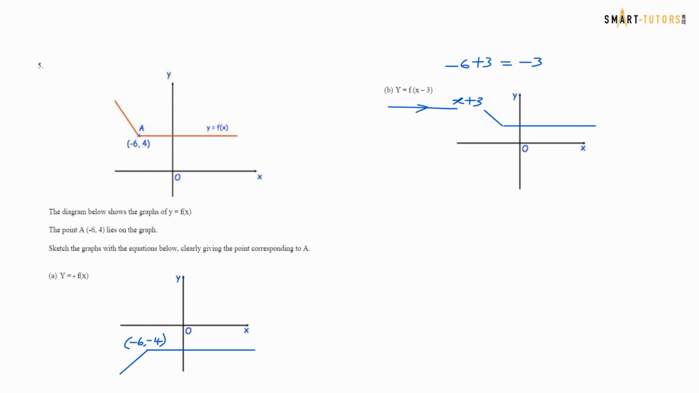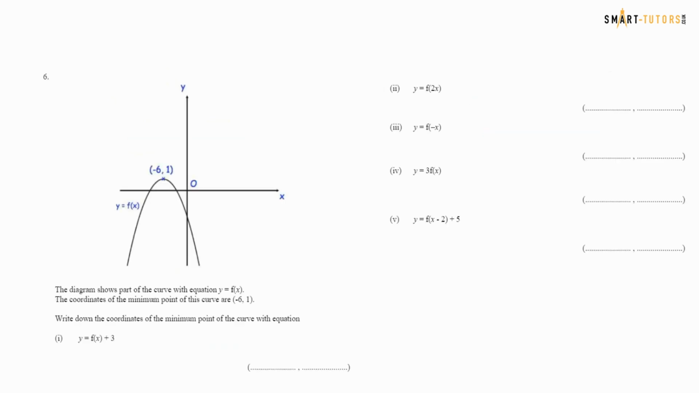And this point is going to be minus 3, 4. That is the answer for the 5b. Question number 6. Look at the graph. The graph is given. f(x) is a sad face graph, with a maximum point. The coordinates of the minimum point here, it's a printing mistake. It has to be a maximum point here.